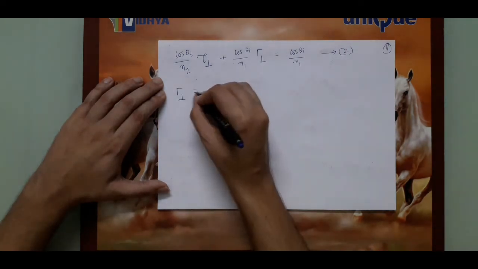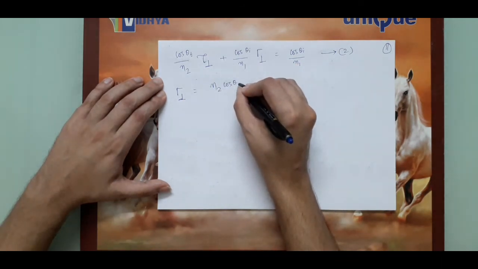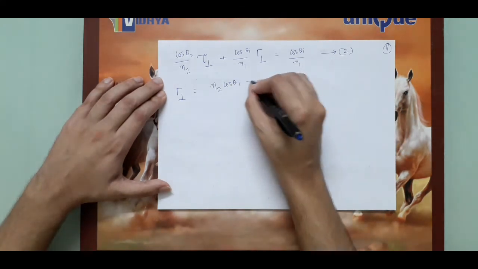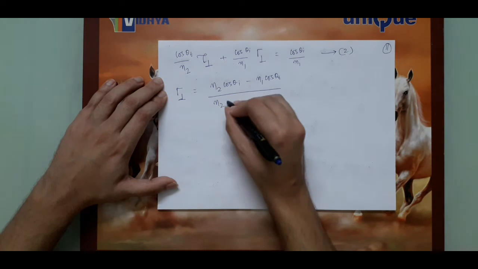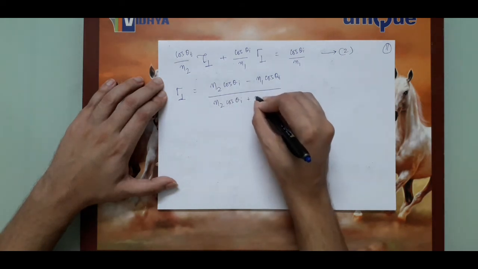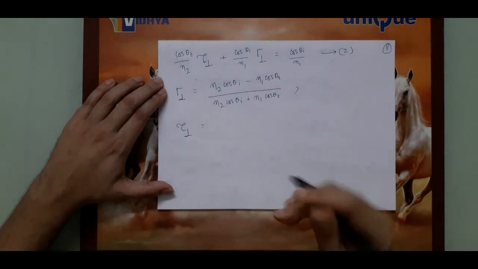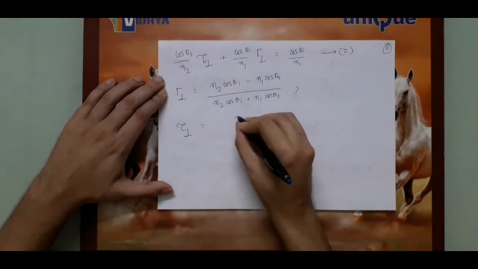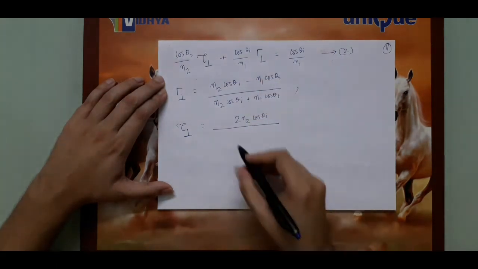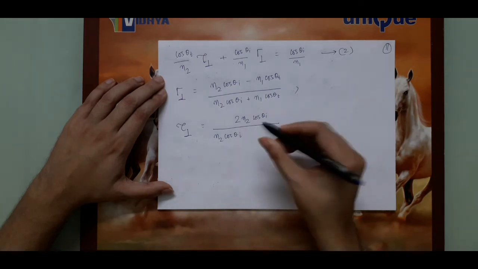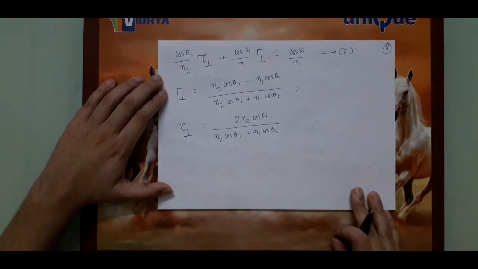So gamma is actually equal to eta2 cos theta I minus eta1 cos theta t divided by eta2 cos theta I plus eta1 cos theta t, and the tau for the perpendicular polarization is given as 2 eta2 cos theta I divided by the same denominator, eta2 cos theta I plus eta1 cos theta t. Is that clear?